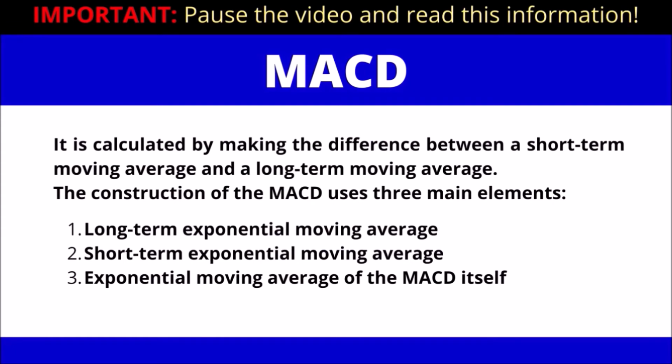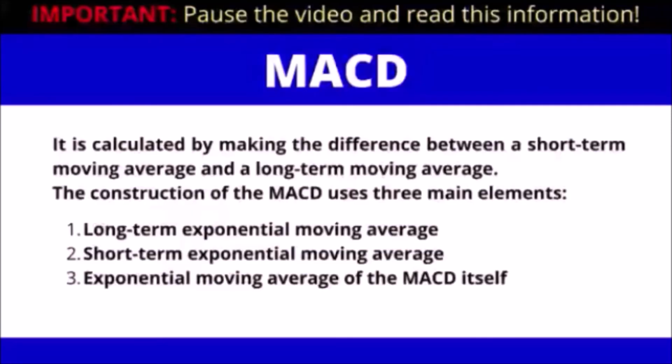It is calculated by making the difference between a short-term moving average and a long-term moving average. The construction of the MACD therefore uses three main elements: a long-term exponential moving average, a short-term exponential moving average, and an exponential moving average of the MACD itself.